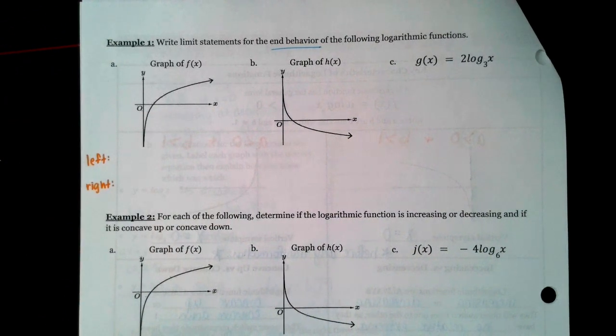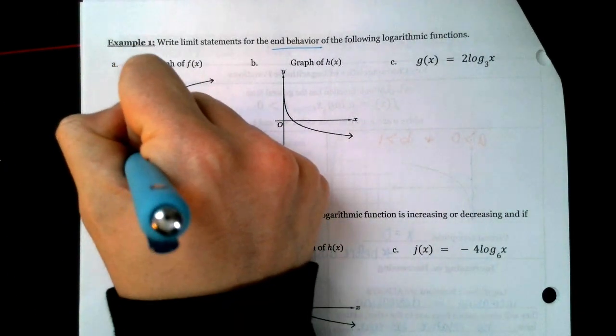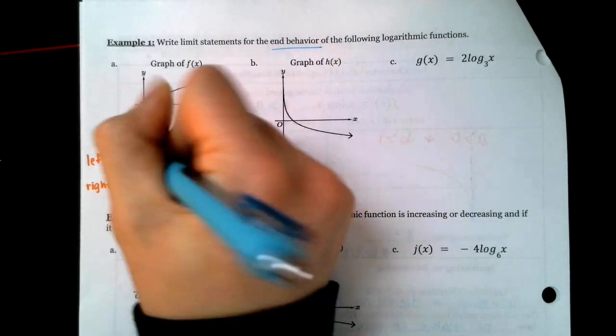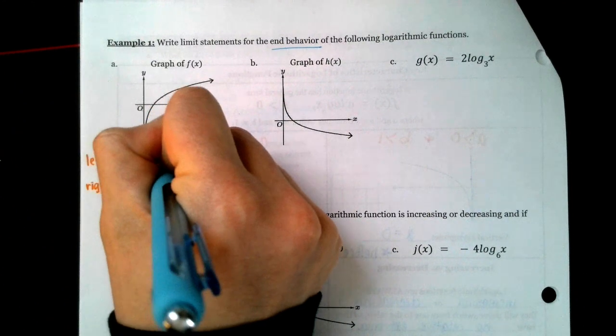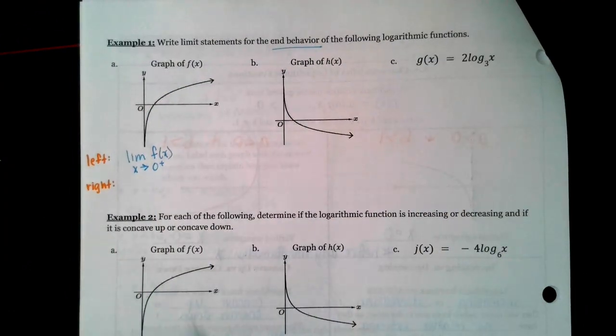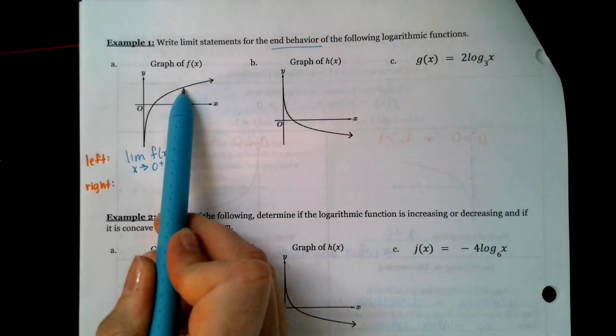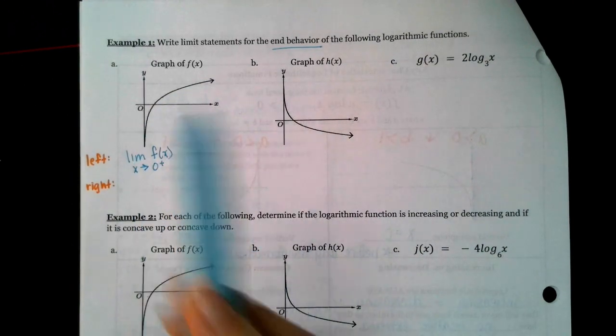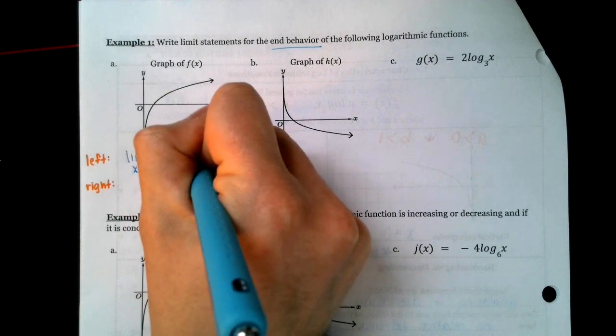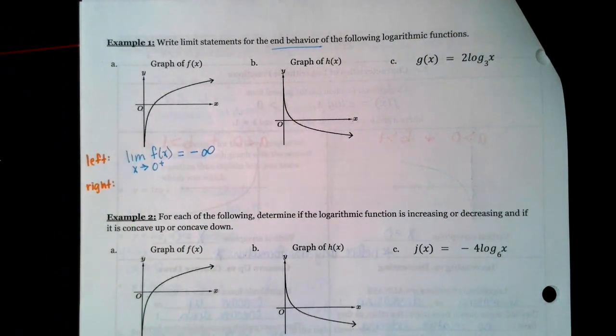For the left side, we're looking at the limit of f of x, we're going to use the name, as x approaches 0 from the right. So as I put my pen on this, as we're going towards x value 0 from the right, I am going down. So I would say that that limit is approaching negative infinity.